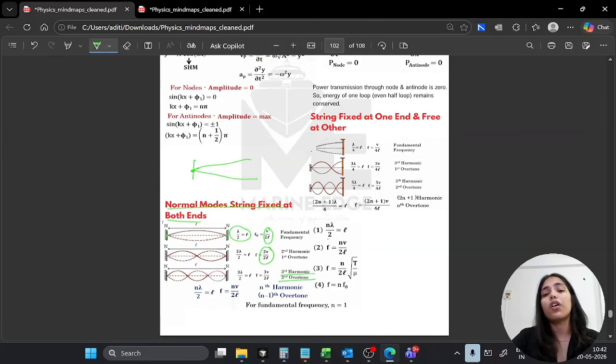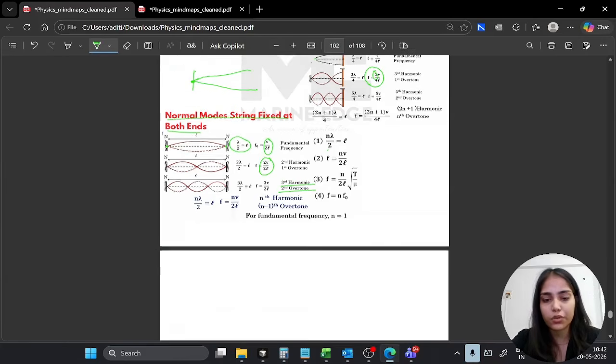Okay. Now, when the string is fixed only on one end, the other end will form an antinode, like I just explained. Similarly, this will form only a quarter of a wave, so λ/4 equals L. So the fundamental frequency will be v/4L. Now when we have the first overtone, that will have two antinodes, so the frequency will be 3v/4L. That will again be the third harmonic, and so on as we continue.